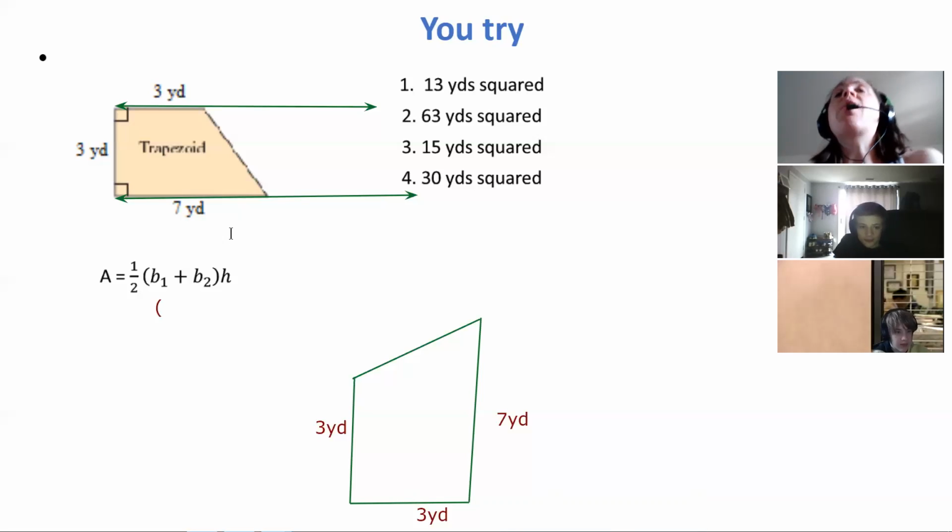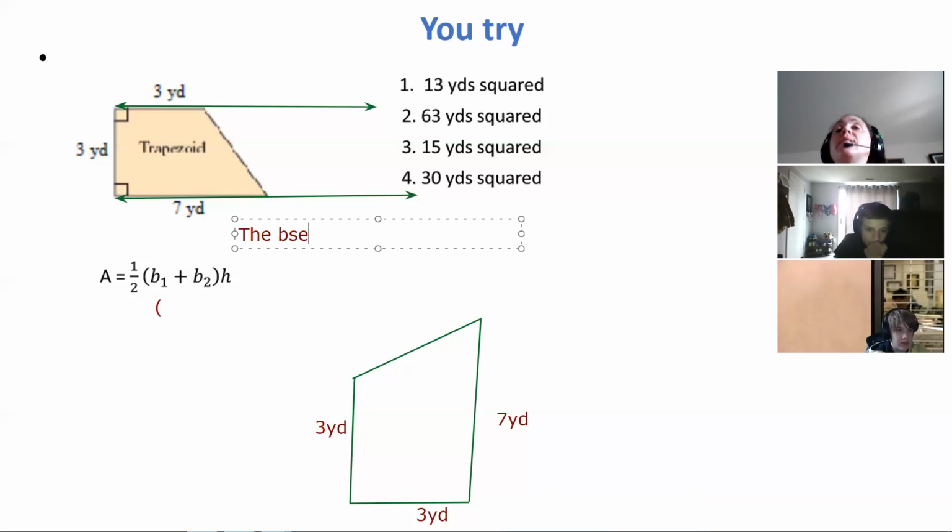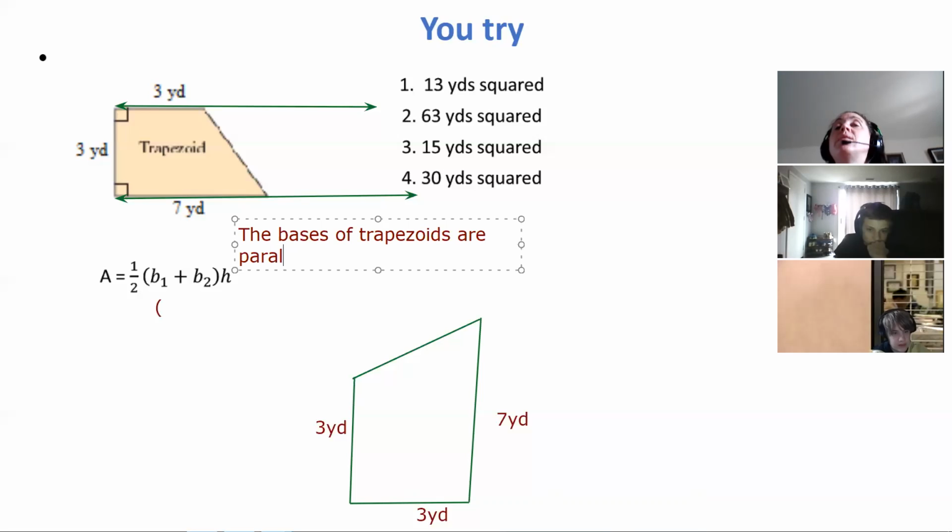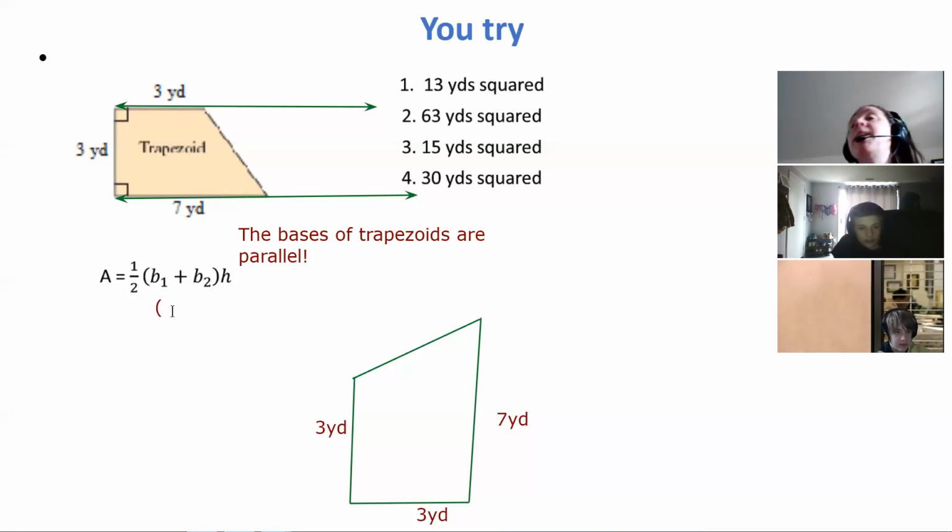They totally are. So the bases of trapezoids are parallel. They do not intersect. You are correct. So whenever you're trying to identify what B1 and B2 are, you're just going to pick whichever ones are parallel. That's it. That makes sense. Yeah, it helps. Otherwise, there's a lot to choose from.